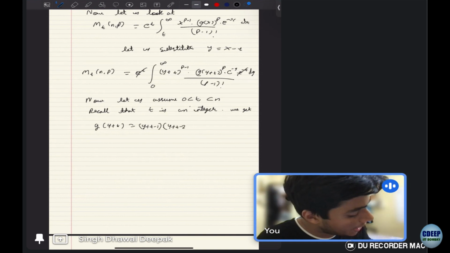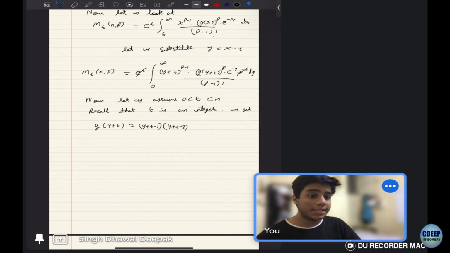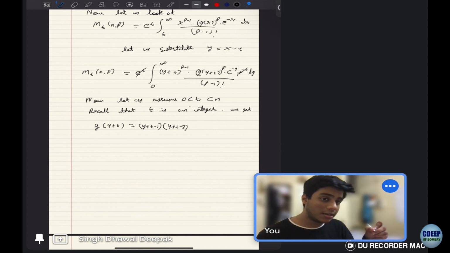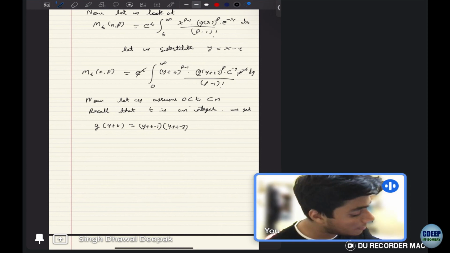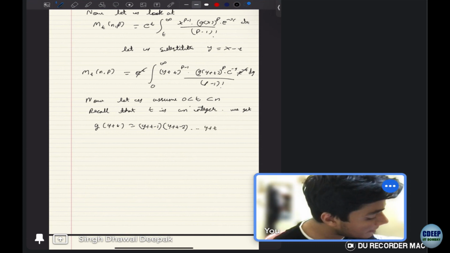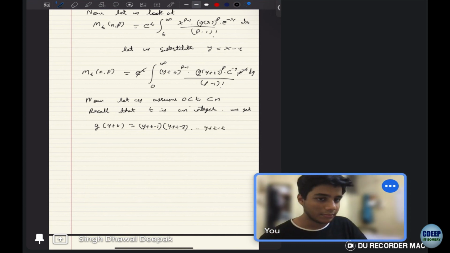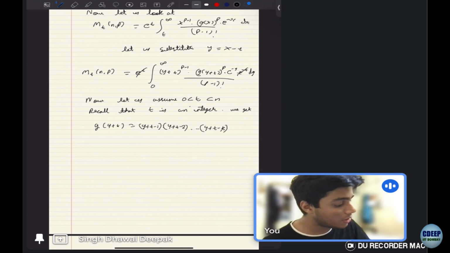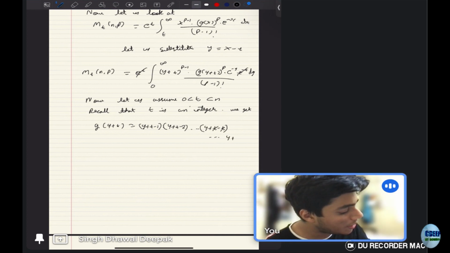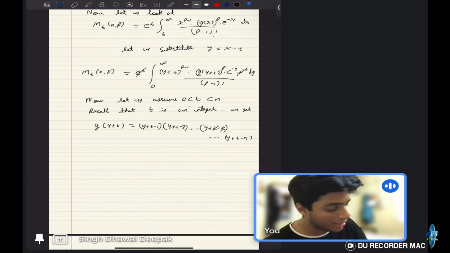And this is where our assumption comes into play. Since t is an integer between 0 and n, if we go from 1, 2, all the way up to n, there will be a point where we will reach t. And that term will become y plus t minus t, which is just y. And this is going to be very important further. We will see why. Into all the way up to y plus t minus n, right?